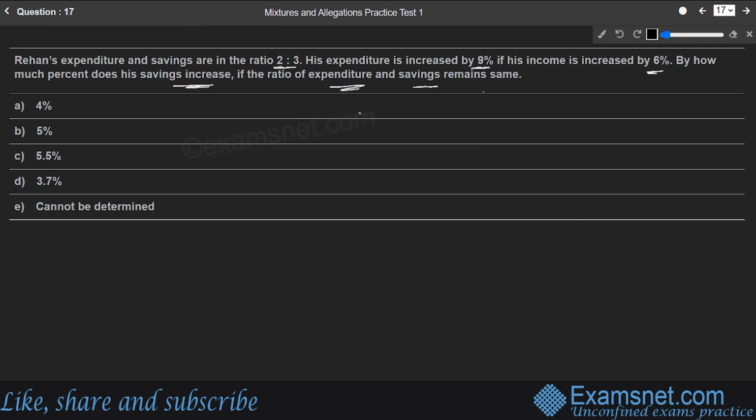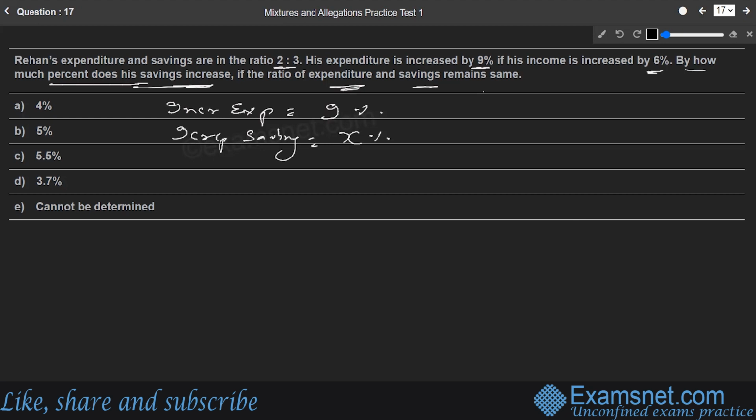So now we can see the expenditure is increased by 9%. Okay, what is the increment in the savings? That is what we are supposed to find out. That is the unknown thing. That's what they ask: by how much percent does the saving increase? So let us take it as X percent. Let us say there has to be an X percent increase in the saving.